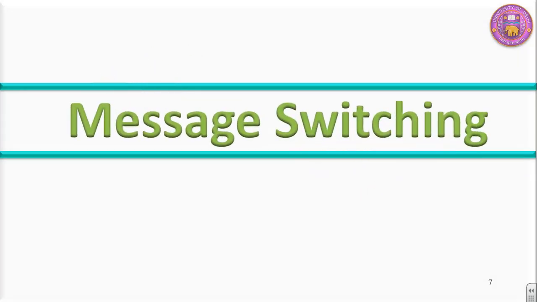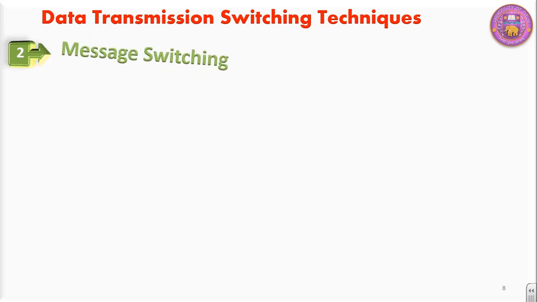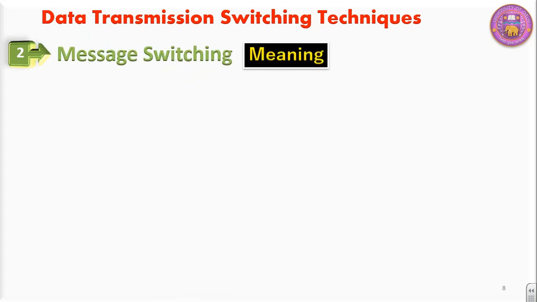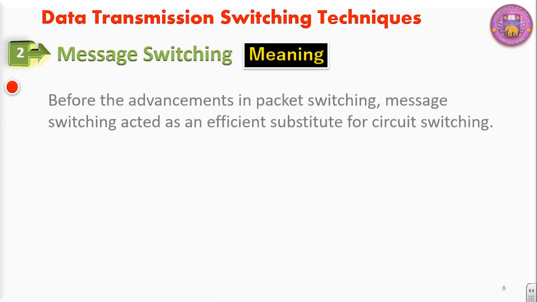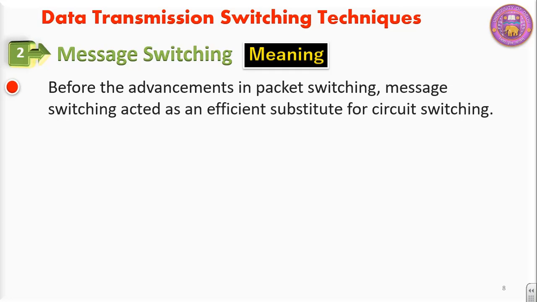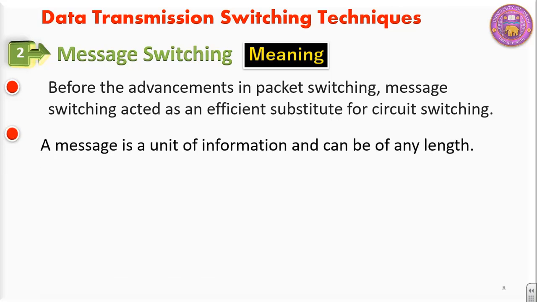The second data transmission switching technique is message switching. Message switching, meaning: before the advancement in packet switching, message switching acted as an efficient substitute for circuit switching. A message is a unit of information and can be of any length.